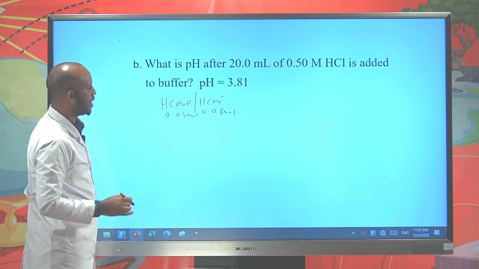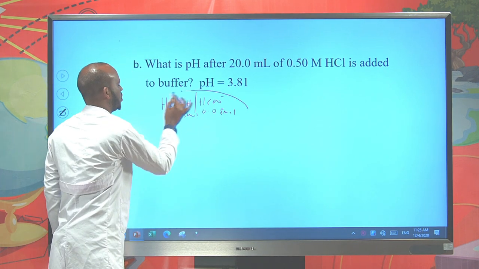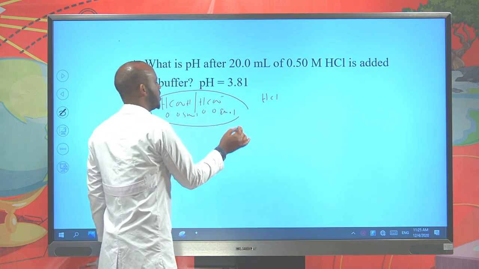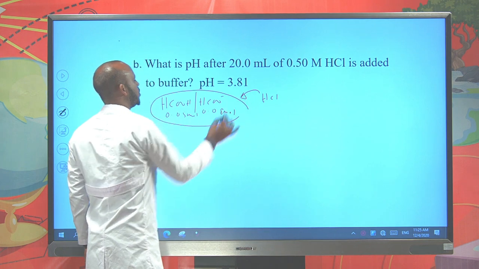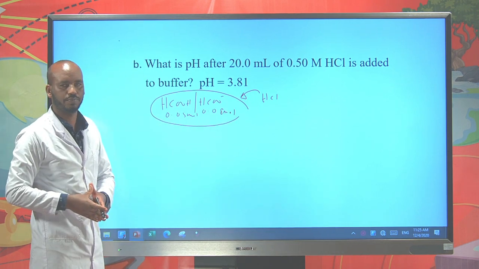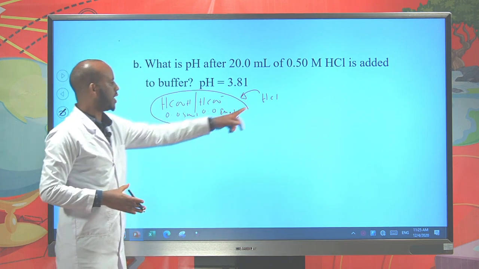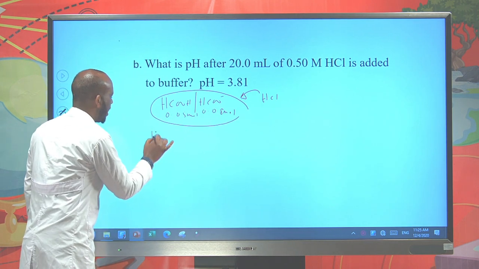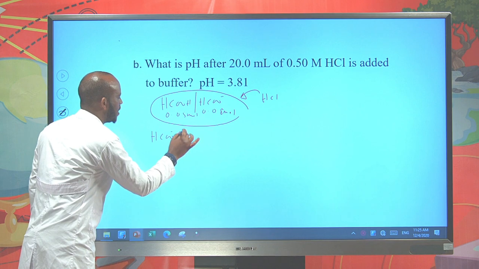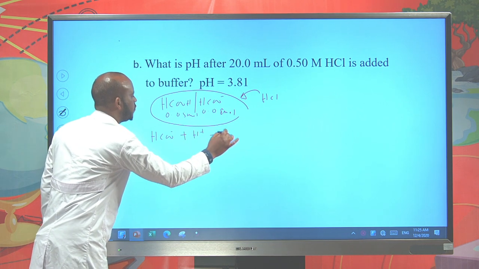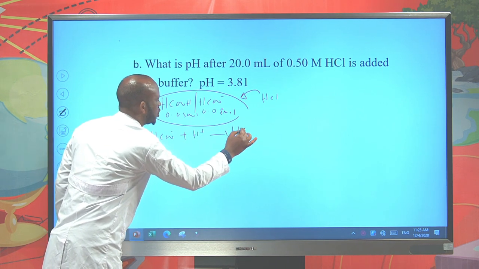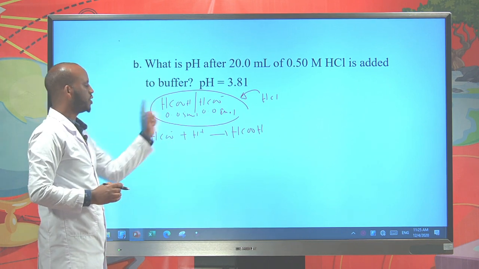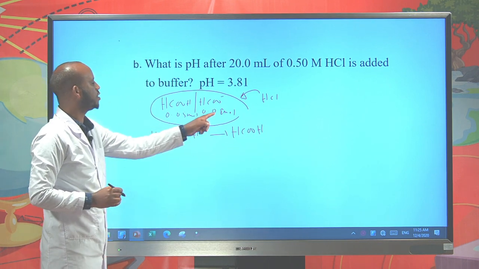To this solution, what is added? Hydrochloric acid. To this buffer solution, hydrochloric acid is added. Now the added acid supplies H plus. You see? This acid reacts with the base: formate, HCOO minus, plus H plus gives formic acid, HCOOH.